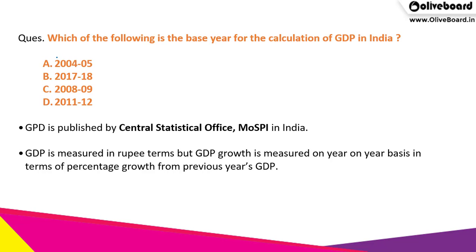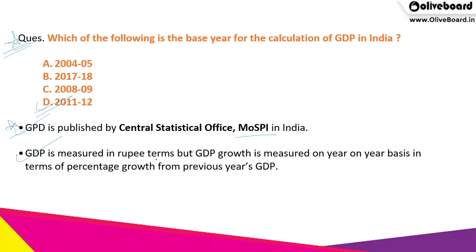Now which of the following is the base year for the calculation of GDP in India? An important factual question, a current affairs question, and the answer here is 2012. Previously it was 2004-05, now it is 2011-12, and GDP is being published by the Central Statistical Office, MOSPI, Ministry of Statistics and Program Implementation in India. So this point is also important.